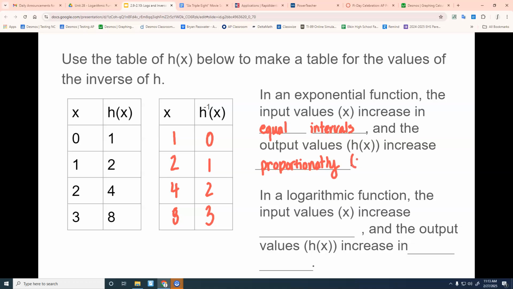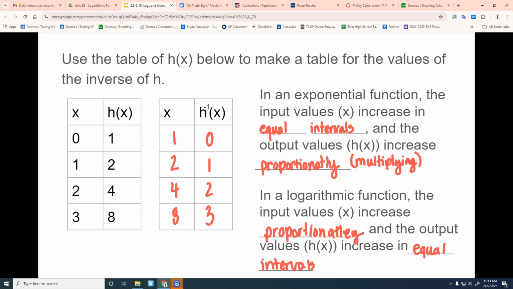And proportionally means multiplying by a number, right? So it would make sense that if the log is the inverse of the exponential and we switch our x's and y's, it pretty much just switches those two blanks right there. In a log function, the input values increase proportionately, and the output values increase in equal intervals.